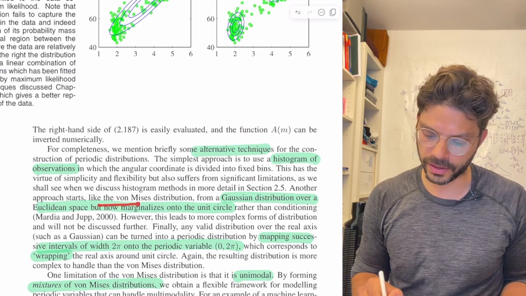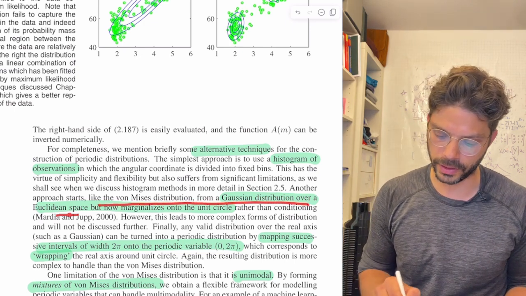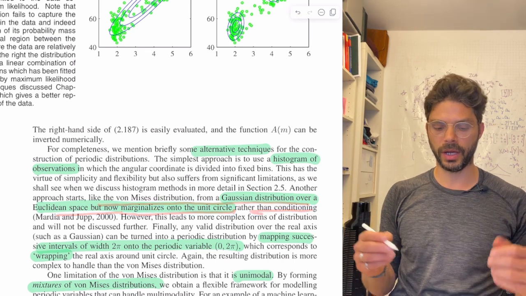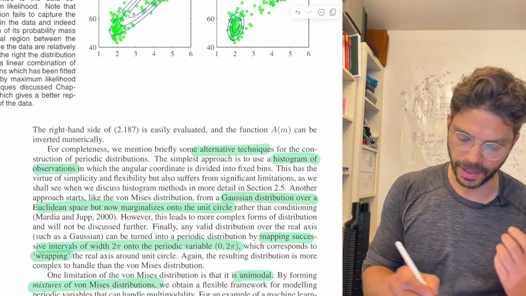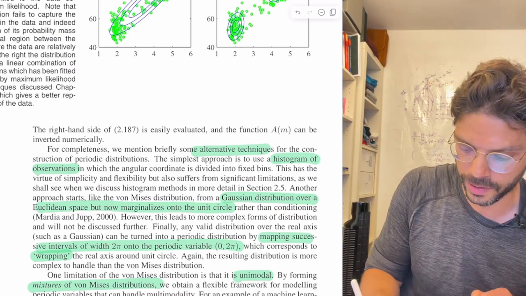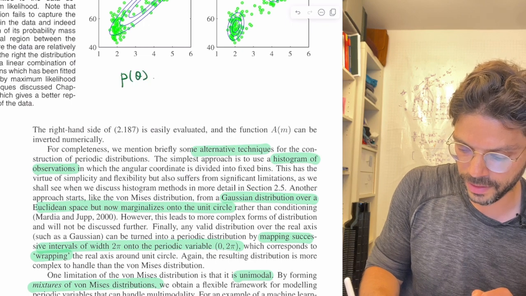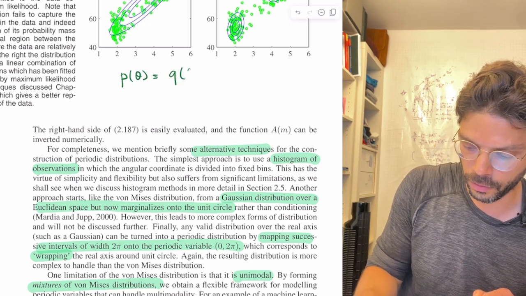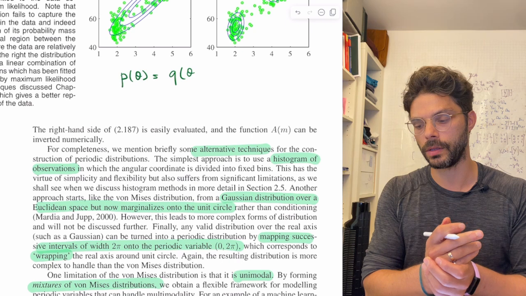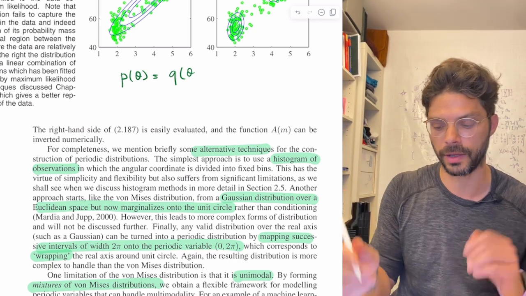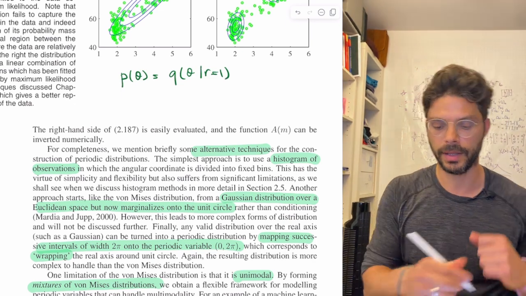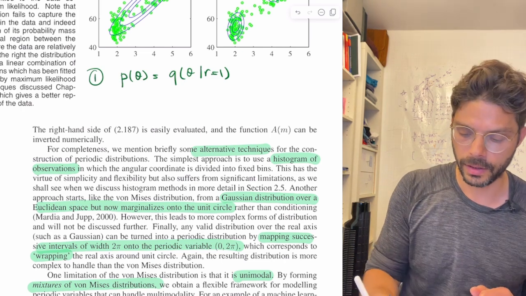Another approach starts like the von Mises distribution from a Gaussian distribution over Euclidean space, but now marginalizes onto the unit circle rather than conditioning. I looked up this reference, and I think essentially what he means is, remember the way we defined our distribution: P of theta is going to be equal to Q of theta, the two-dimensional Gaussian, but conditioned on R equals 1. That was approach 1.